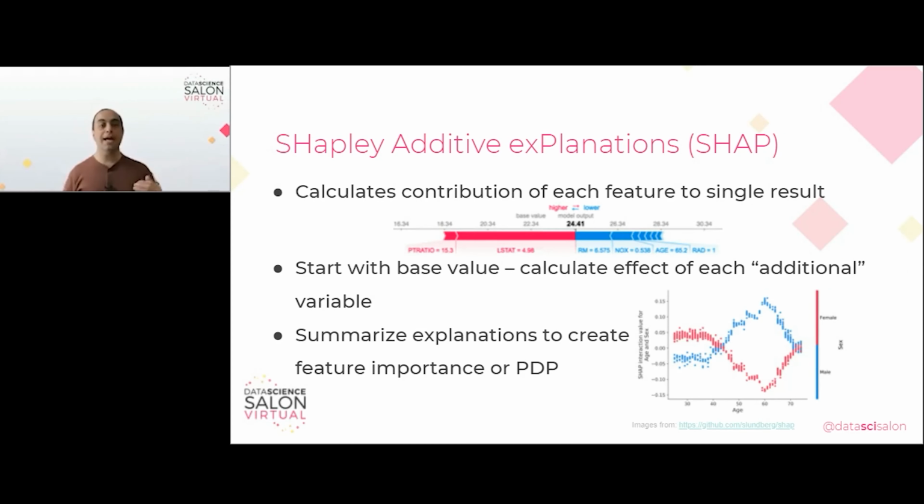One method that actually gets to some similar results is called SHAP, SHAP values. SHAP values is an interesting method based on game theory. Here, it calculates the contribution of each feature in your data set to an individual result. The way it does it is it starts at a base value, which might be the average of everybody in the entire data set.